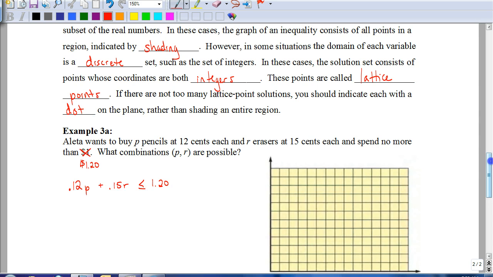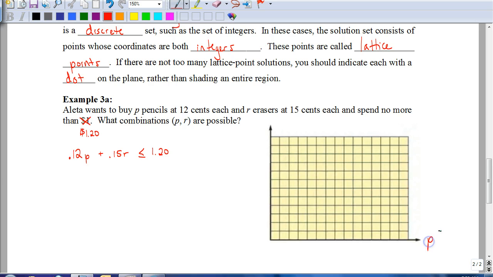Now to graph this, to figure out my x and y intercepts, let's use P as the x-axis and let's use R as the y-axis. To find my p-intercept, that's where we cover up the r. So I'm going to take $1.20 divided by 0.12, and when you do that, you get exactly 10. So my p-intercept is at 10. 1, 2, 3, 4, 5, 6, 7, 8, 9, 10 is right here. Now my r-intercept is where p is 0. So if I divide 1.2 by 0.15, I get 8 as my answer. So my r-intercept is 8. 1, 2, 3, 4, 5, 6, 7, 8.